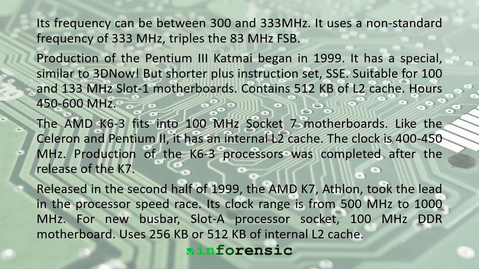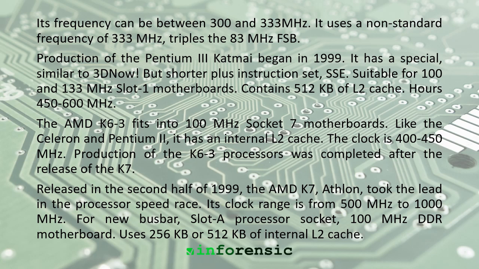Production of the Pentium III Katmai began in 1999. It has a special instruction set, similar to 3D but shorter, called SSE. Suitable for 100 and 133 MHz Slot 1 motherboards. Contains 512 KB of L2 cache. Its clock is 450 to 600 MHz.